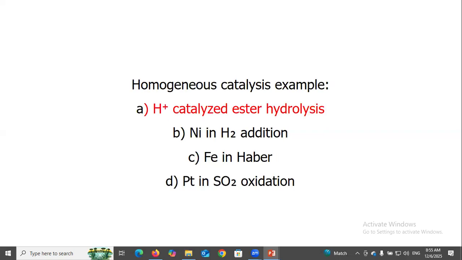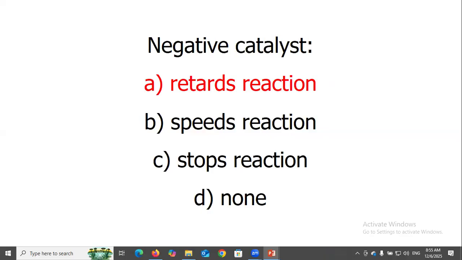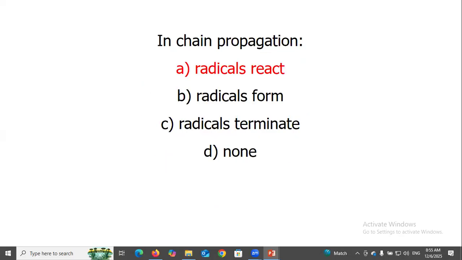Homogeneous catalysis example: hydride catalyst ester hydrolysis, nickel in hydrogen addition, ferrous in towers, platinum sulfur dioxide oxidation. Correct option is option A, hydride ion catalyze, acid ion catalyze, ester hydrolysis. Negative catalyst retards reaction, speeds reaction, stops reaction, none. Correct option is option A, retards reaction.